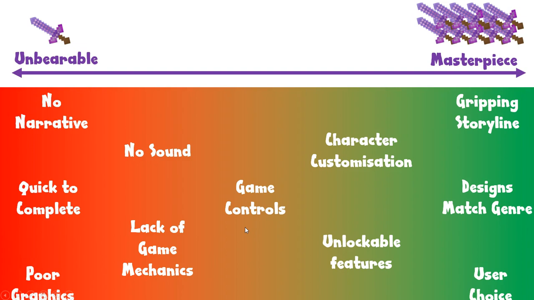So let's start off with things like narrative, okay? An unbearable rubbish game might have no narrative. In turn, you could have a really good game that's got no narrative, because it could just be really addictive, like things like Flappy Bird, for example. But I've decided that an unbearable game for me is no narrative, but a really good masterpiece would have a really gripping storyline that makes me want to continue to play it again and again.